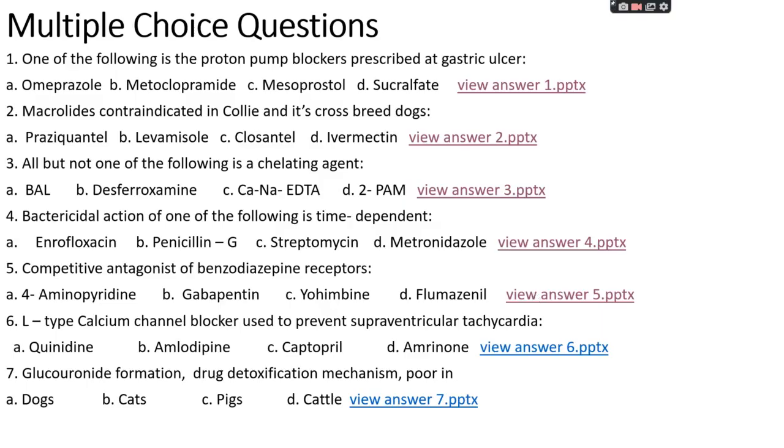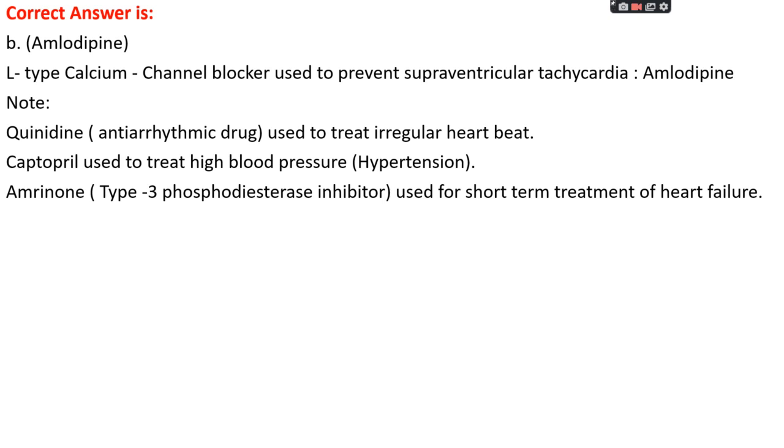Question number 6. L-type calcium channel blocker which is used to prevent supraventricular tachycardia. Option A, quinidine. Option B, amlodipine. Option C, captopril. Option D, amrinone. The right answer is option B, that is amlodipine.